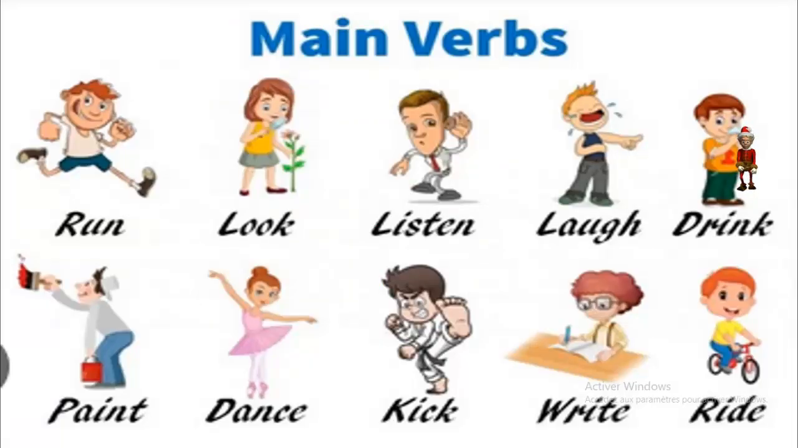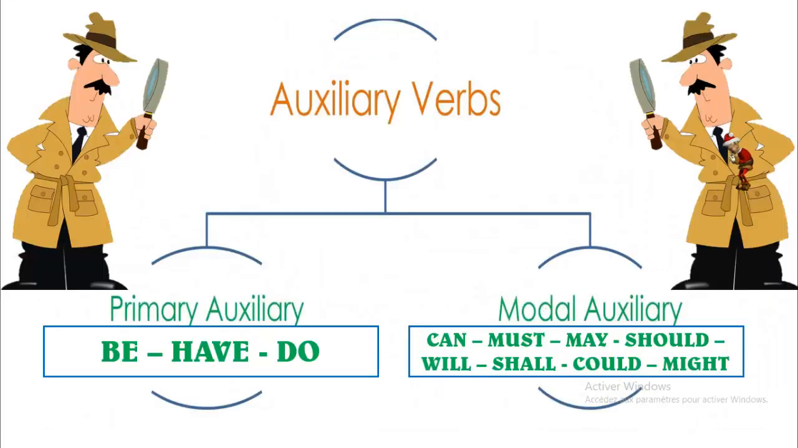Now, here are examples of main verbs like to run, to look, to listen, to laugh, to drink, to paint, to dance, to kick, to write, to ride. Here are examples, among others, of main verbs, also called full verbs or ordinary verbs. And here you have auxiliaries, two groups: the primary auxiliaries, be, have, and do, and the modal auxiliaries like can, must, may, should, will, shall, could, might.